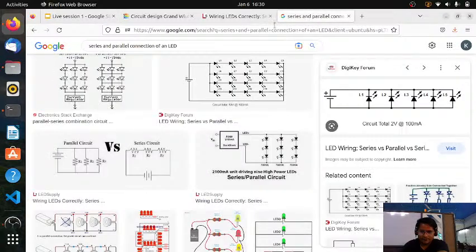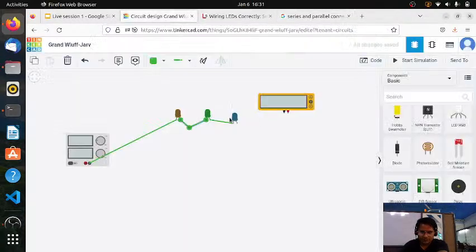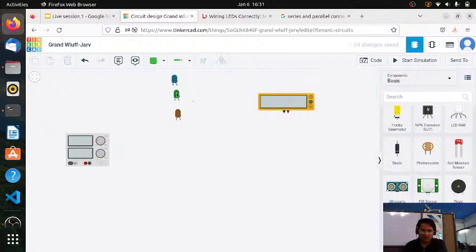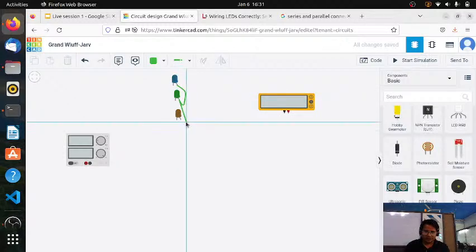Okay, I will show here only. I will show here. Yes. So in parallel connection, all plus of the LEDs we have to connect to each other. So I'm going to connect all plus of the LEDs to each other.